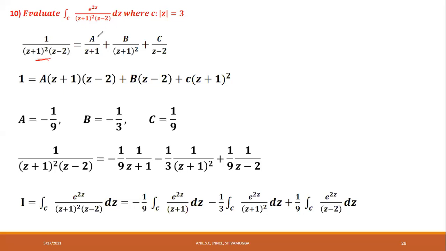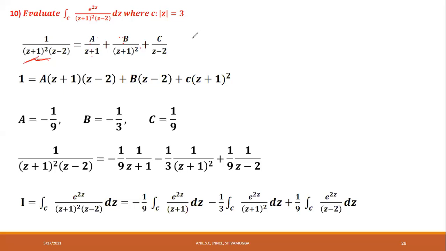Therefore, consider the fractions of the type A divided by z plus 1 plus B divided by (z plus 1) whole square. It is a repeated term, therefore we consider two fractions corresponding to this, plus C divided by z minus 2. So A divided by z plus 1, plus B divided by (z plus 1) whole square, plus C divided by z minus 2.